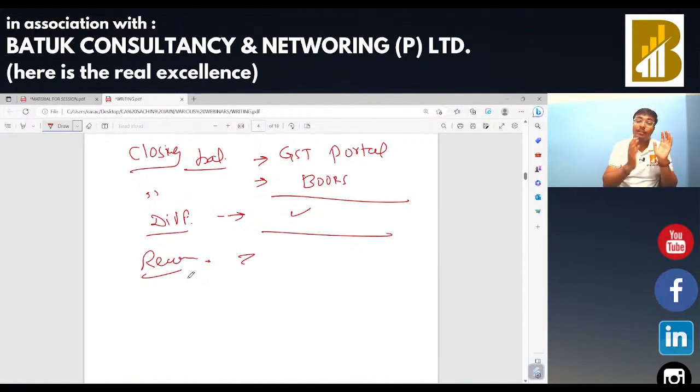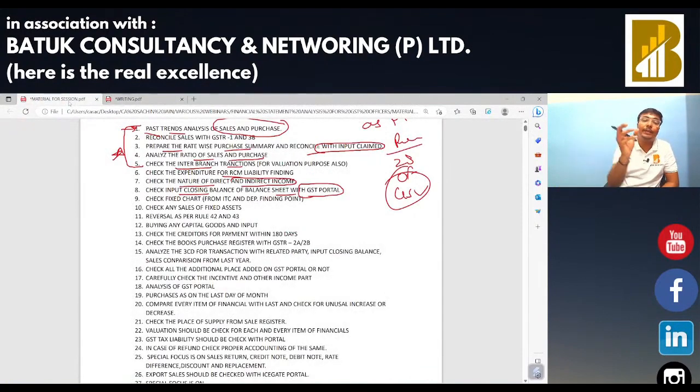And in future, this is also a part of your working for pursuing that particular audit, and this is also a good thing for that taxpayer. If there are any differences, then from onwards after audit, he is going to maintain the things. Okay, sir. So we need to check very carefully the differences between the closing balance of input tax credit and the closing balance on the GSTN portal. So next, you need to check the fixed assets chart.